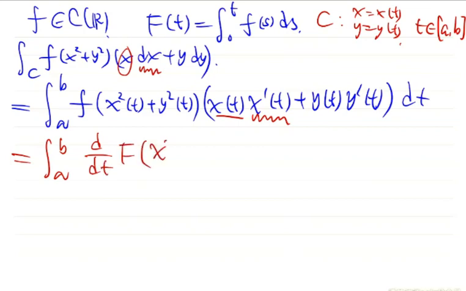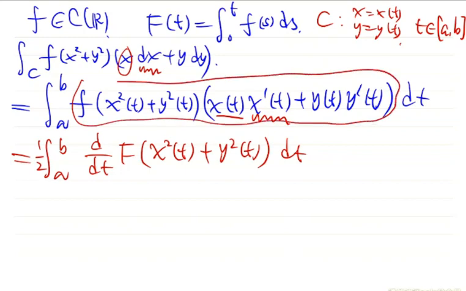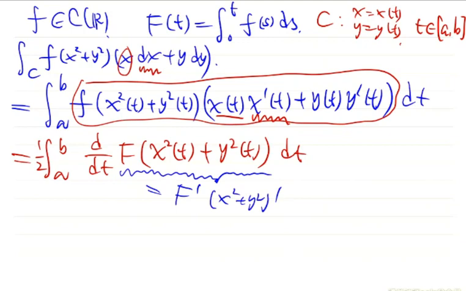But a closer look at this, you will see that this expression is precisely half of the derivative of capital F of x squared t plus y squared t. By the chain rule, this derivative is capital F prime and the derivative of x squared plus y squared by the chain rule. But capital F prime is small f. The derivative of x squared plus y squared is twice of x x prime plus y y prime. Okay? So this is just the integral in the previous step. So we have this result.